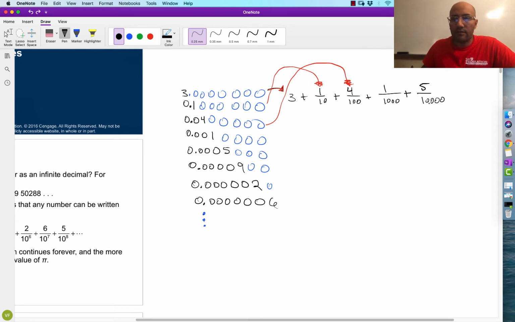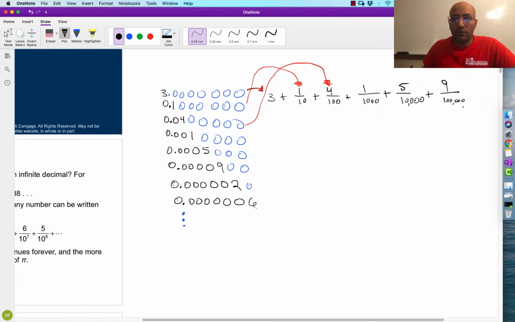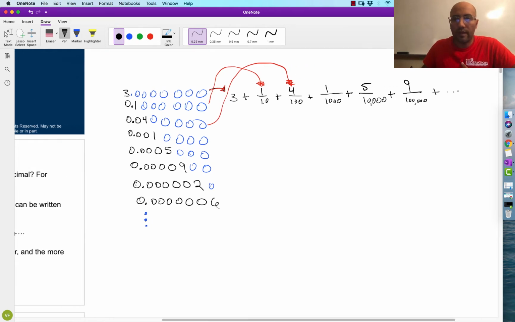5 over 10,000 plus the one after that is going to be 9 over 100,000. And so on and so forth, right? So that's the pattern. And now, instead of writing 10, 100, 1,000, 10,000, we can rewrite them in terms of powers of 10. Let me continue to point these out. That one was that one. That one is that one. And then we would continue.